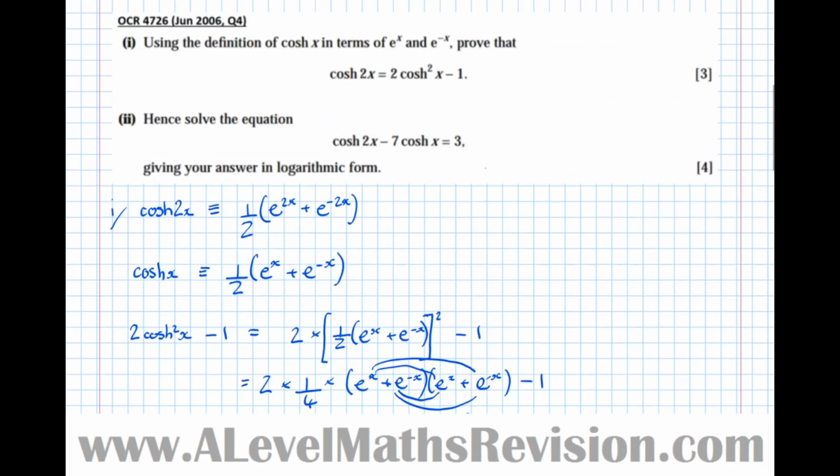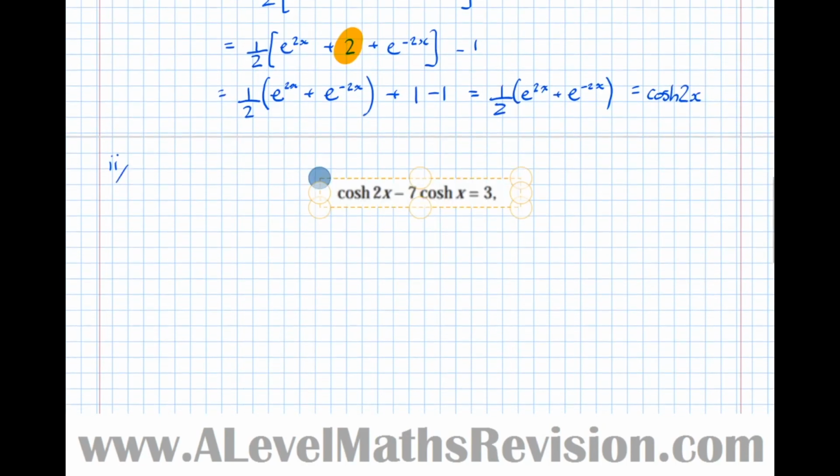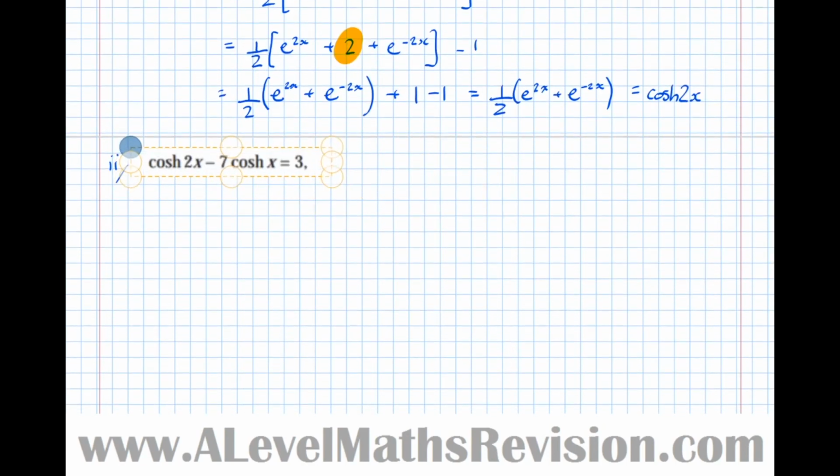So let's now have a look at part 2 of the question. So it says, hence solve this equation here, cosh 2x minus 7 cosh x equals 3, give your answer in logarithmic form. So copying that equation down here: cosh of 2x minus 7 cosh x equals 3.